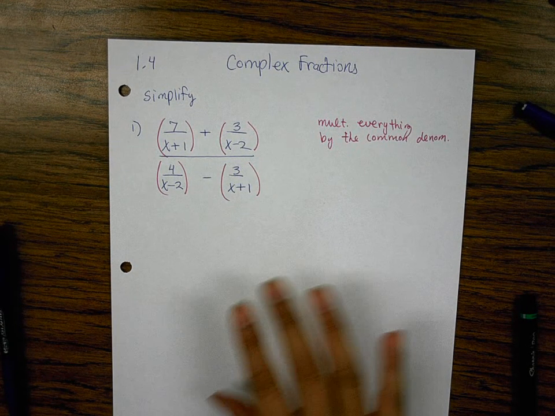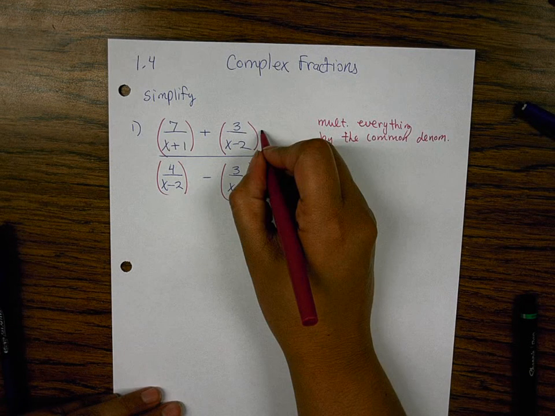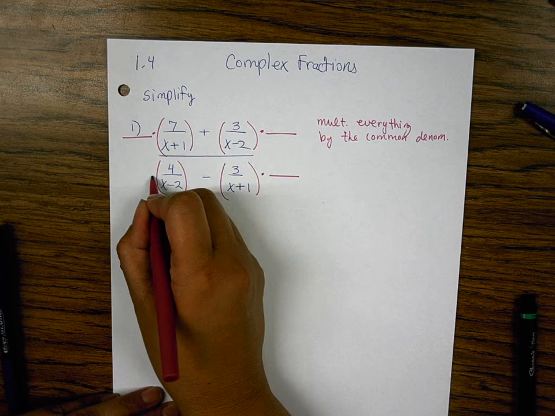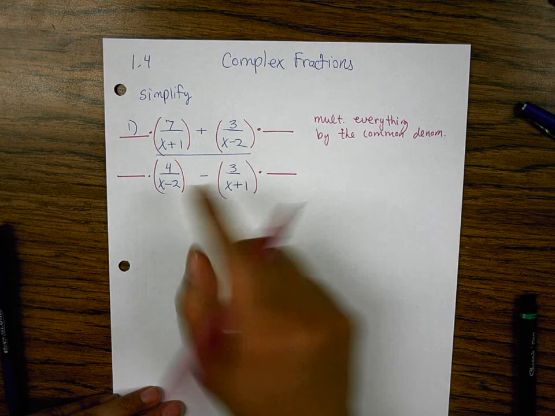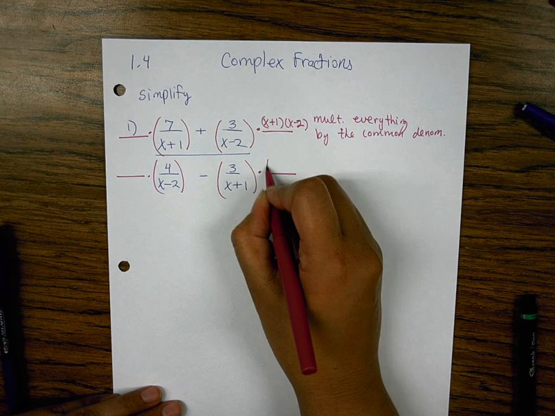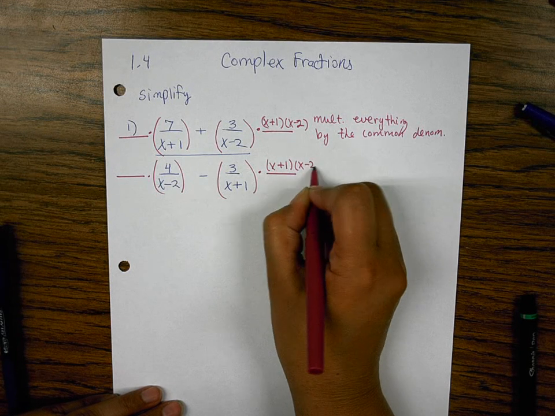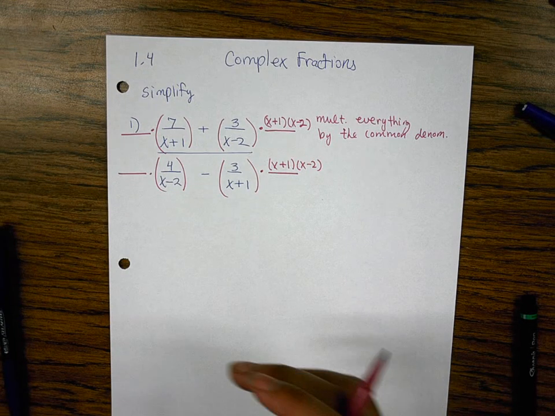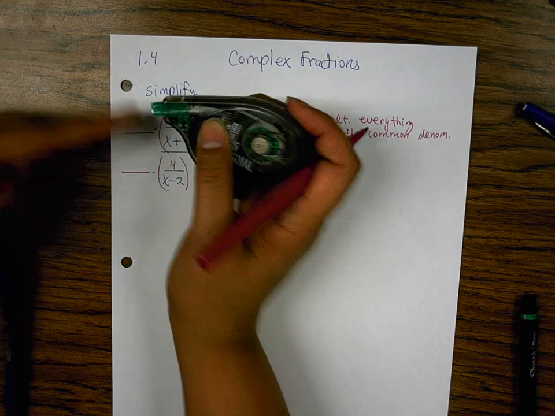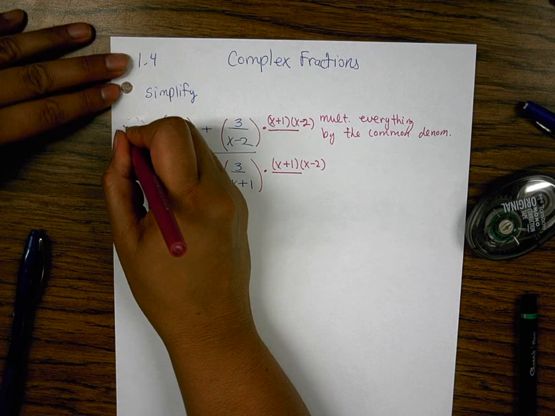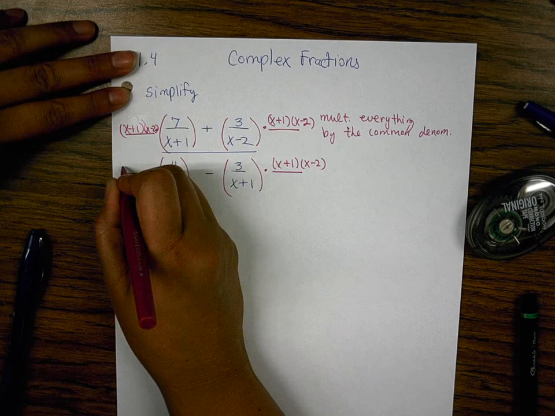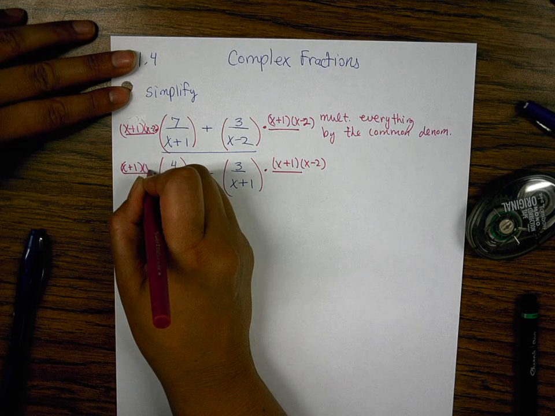All right, since everything's a fraction, I'm going to go ahead and clear. Now, I find the common denominator, and I'm hoping everybody can recognize that the common denominator is x plus 1, x minus 2. And I do that to everything. I'm going to erase that number 1 only because it's in my way for my notes. X plus 1, x minus 2, and x plus 1, x minus 2.